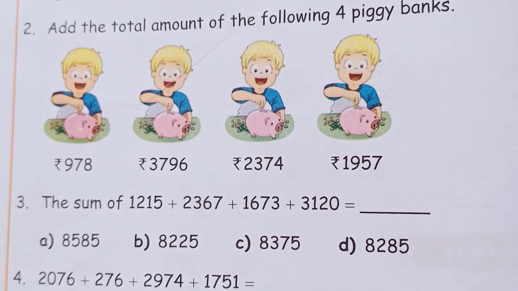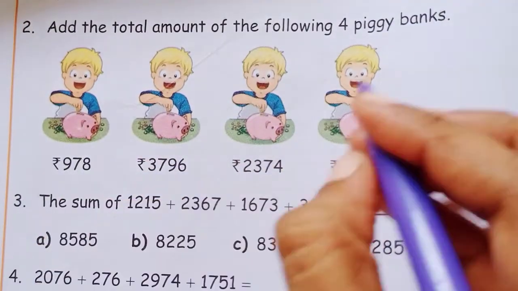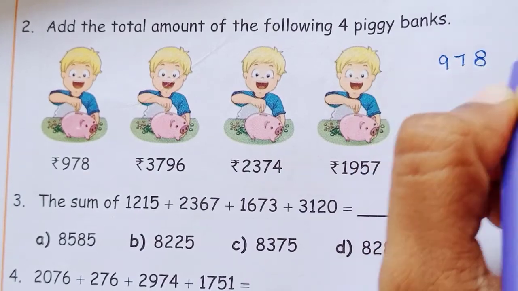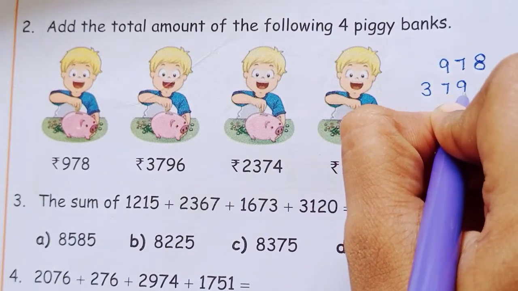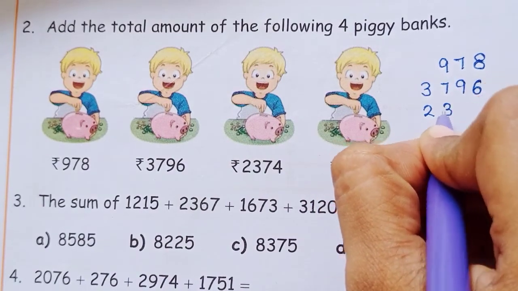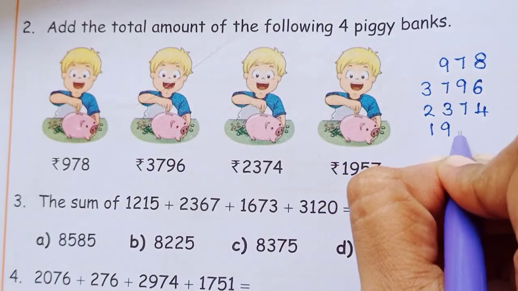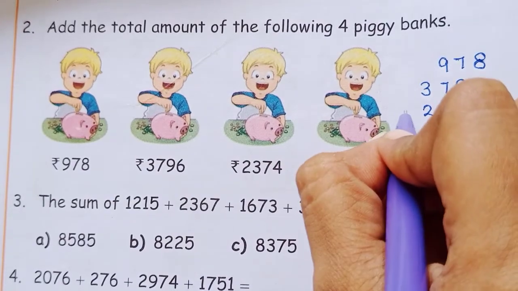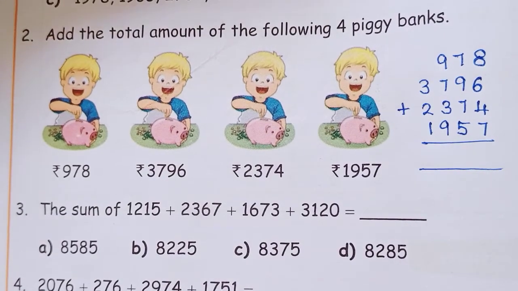Now we want to add these 4 numbers. Shall we do this one? The first one, 978. Second one, 3796. Third one, 2374. And the fourth one, 1957. Now we want to add these 4 piggy banks.